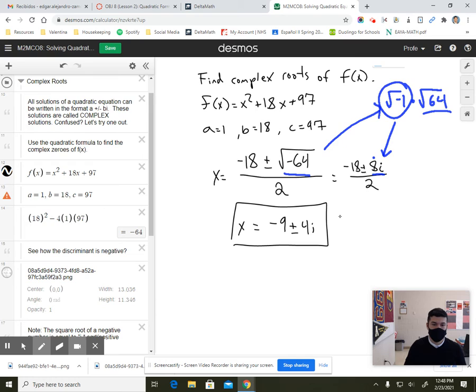So if I reduce this fraction, I divide everything by 2, and I get negative 9 plus or minus 4i, which means my two solutions are negative 9 plus 4i and negative 9 minus 4i. Confusing? Maybe a little bit. Let's take a look at another example.